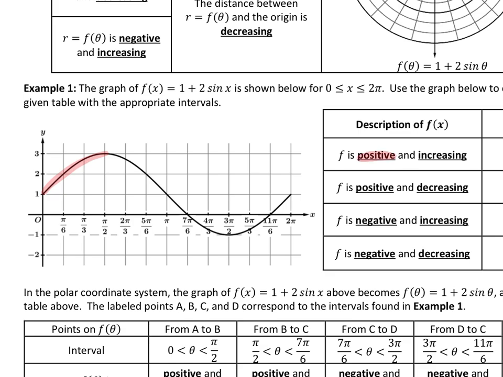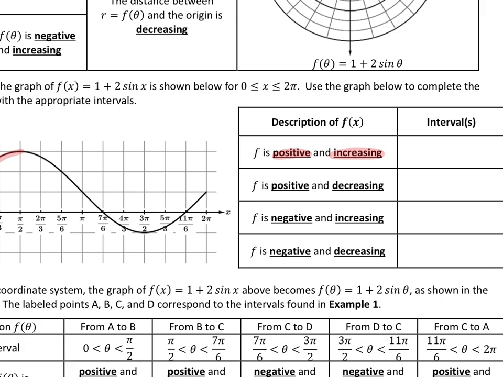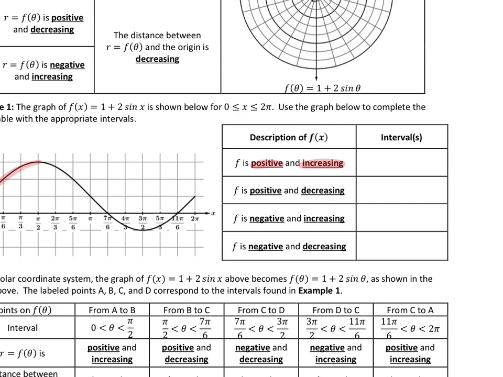Positive and increasing. Okay, just a preview, there's going to be 2 intervals here. But the first interval we're talking about for this graph is between 0 and pi over 2. Make sure you leave yourself room because there's actually a second interval for this graph, but we'll get to it.